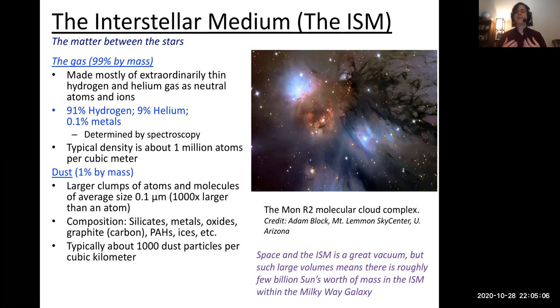So the volume of space is huge. Even as we're talking only about 1,000 dust particles per cubic kilometer, there are a lot of cubic kilometers out there. So it adds up really, really fast. And that's why you can see the effects that it has.